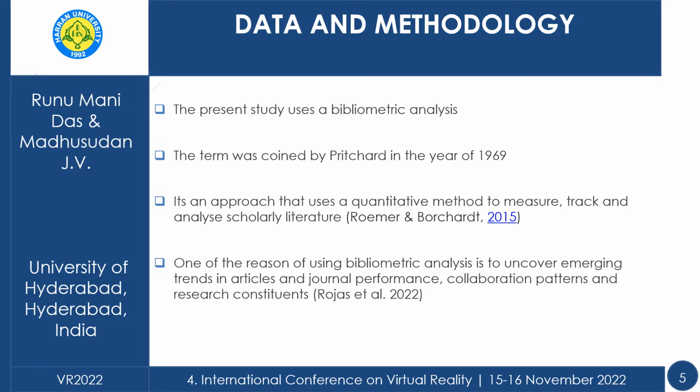For the purpose of the study, the researcher has opted for a bibliometric analysis method, a term coined by Pritchard in the year 1969. It is an approach that uses a quantitative method to measure, track and analyze scholarly literature. One of the reasons for using bibliometric analysis is to uncover emerging trends in articles and journal performance, collaboration patterns and research constituents.